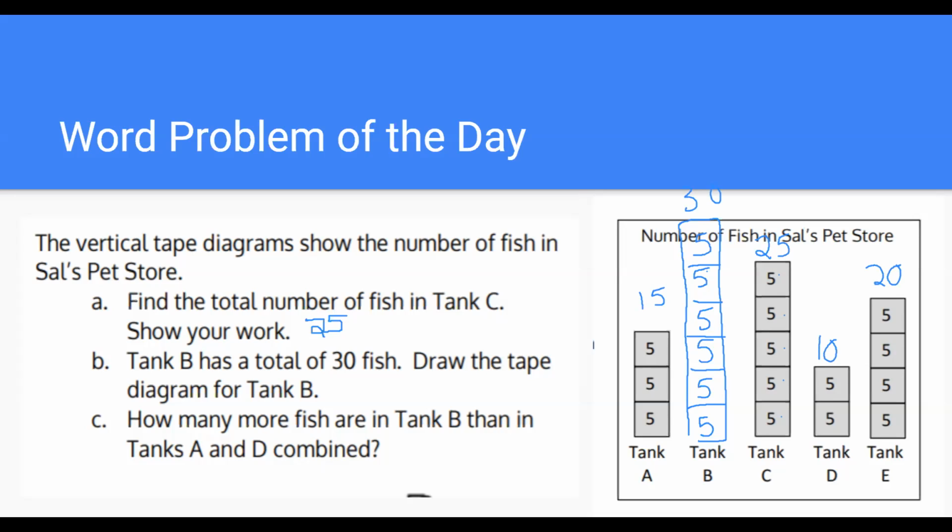So I have to look at tank B, which is 30, and A plus D. 15 plus 10 is equal to 25. So now we're looking at the difference between tank B and A and D. So what is the difference between 30 and 25? There's a little subtraction problem for you. I hope you said 5, because really it's just one group of 5. So let's move on.